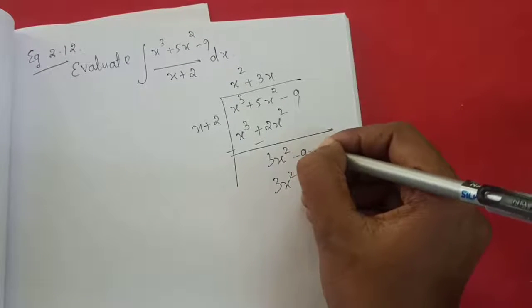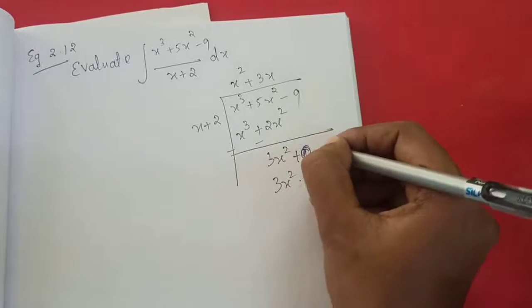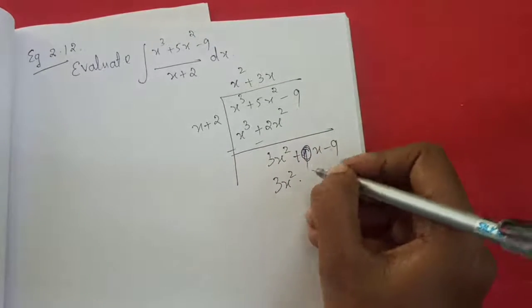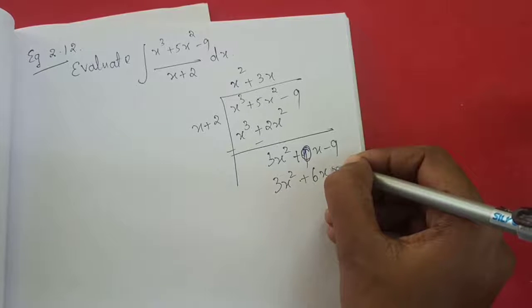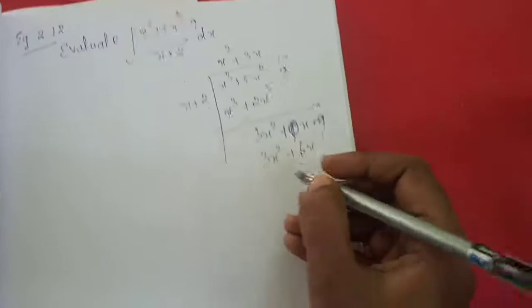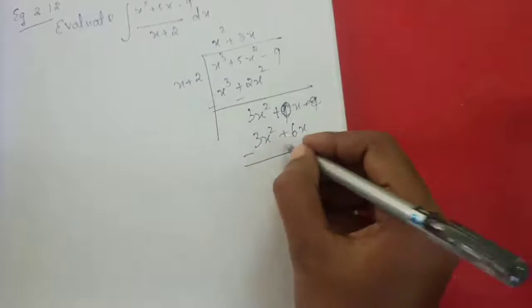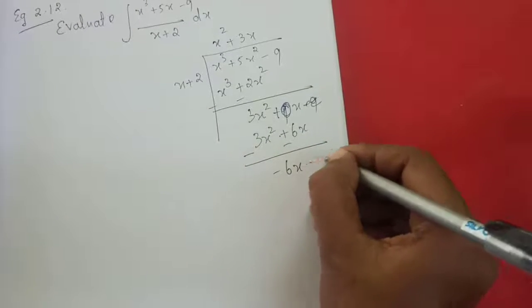So here there is no x term. So for that you need to put 0x minus 9. Okay, so here what will you get? Plus 6x. Is it right? 6x. Then what will happen? Here we will change the symbol, minus. So minus 6x minus 9.